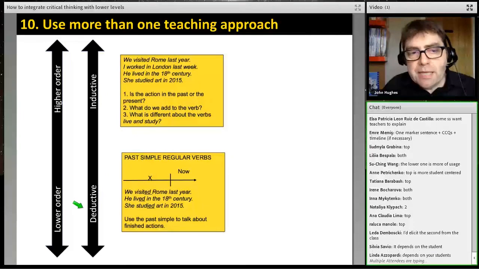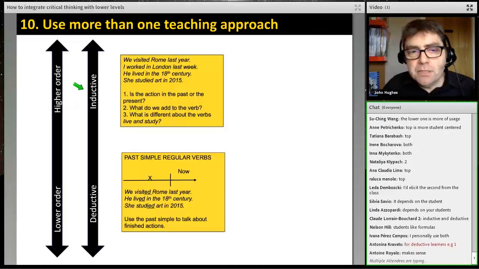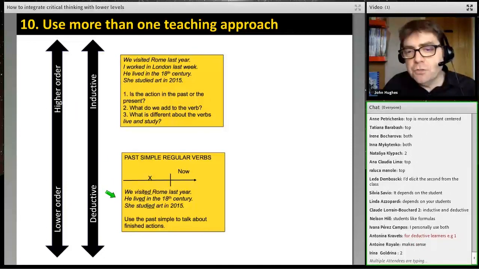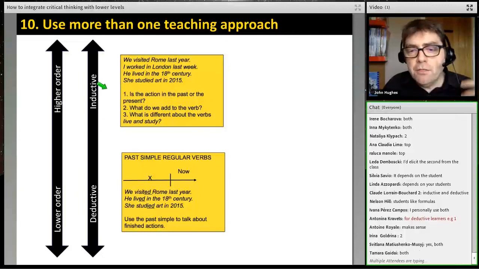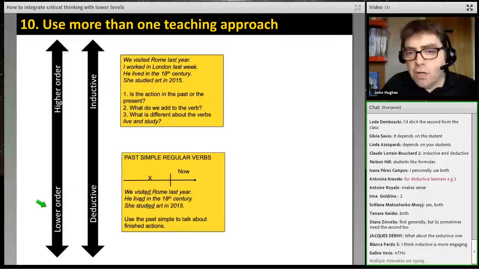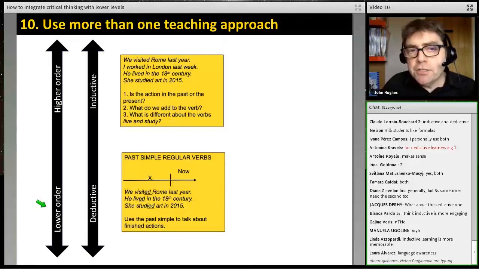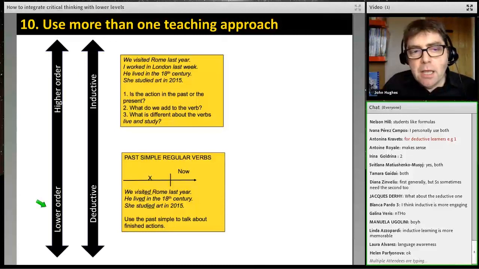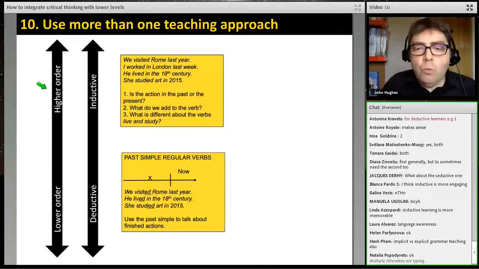The one lower down we call deductive learning, the one above we call inductive. So with deductive learning, we tell students the rule. With inductive learning, they learn the rule. The deductive tends to draw on lower order thinking. Okay? I mean, this is low level grammar. I could teach this at elementary and pre-intermediate. And with lower levels, we often use deductive reasoning to give students the rule, or we might even translate it for them. But for higher order thinking, we also need to give them rules which are inductive.